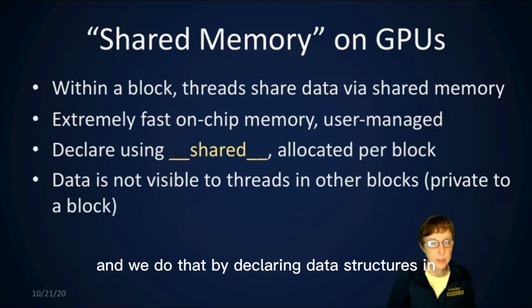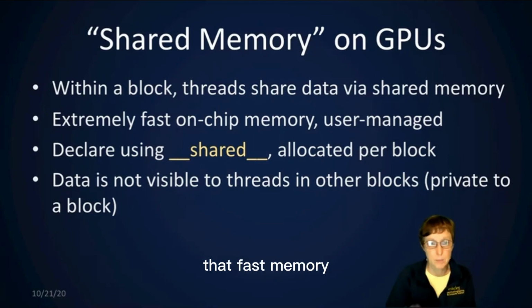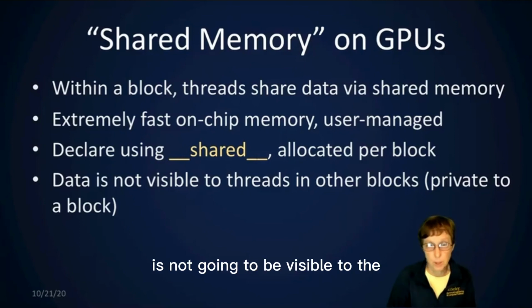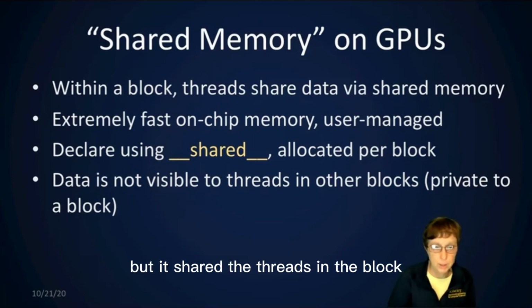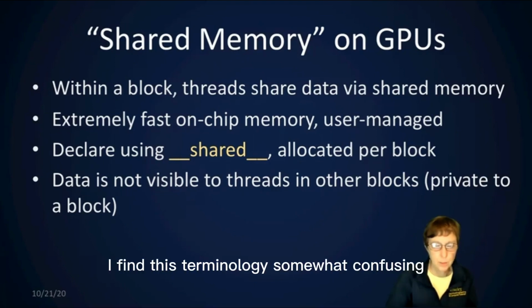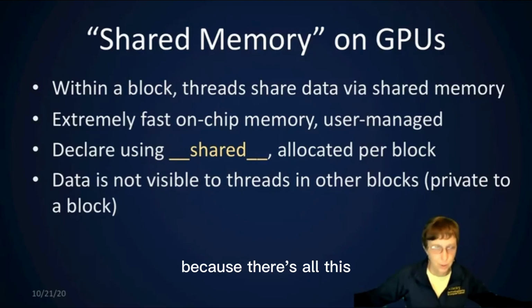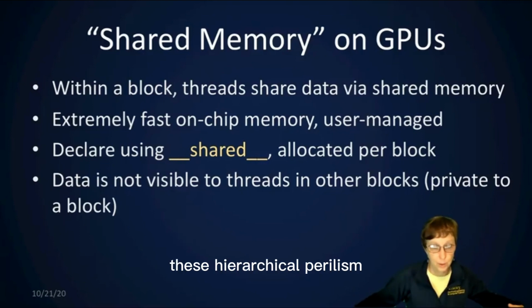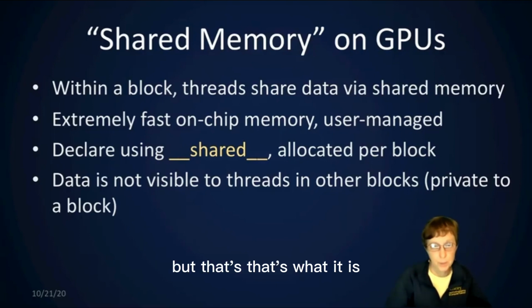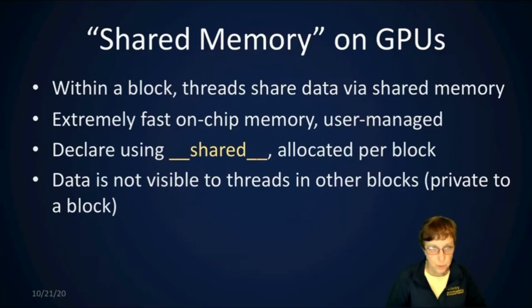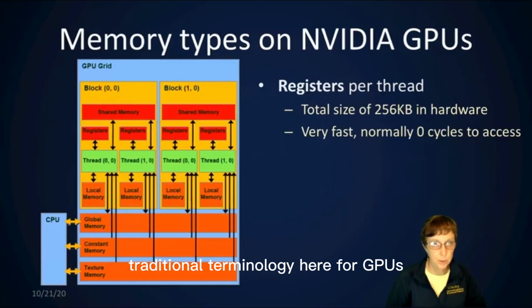And we do that by declaring data structures in that fast memory, that shared memory, as __shared__. The data in this region, these __shared__ data structures, is not going to be visible to the threads in the other blocks. It'll be private to the block, but it's shared to the threads in the block. I find this terminology somewhat confusing because there's all this hierarchical parallelism. So it's shared at one level and private at another level, but that's the traditional terminology here for GPUs.